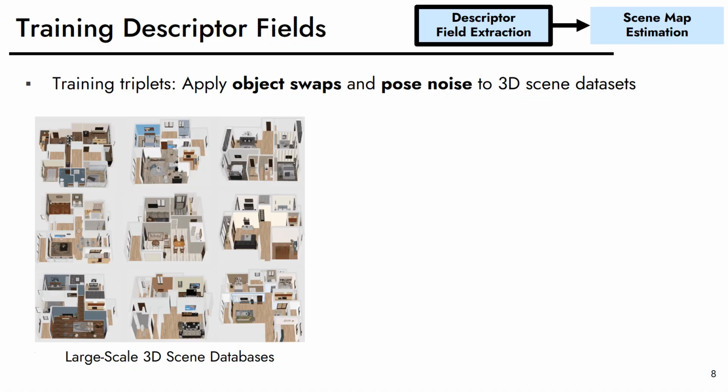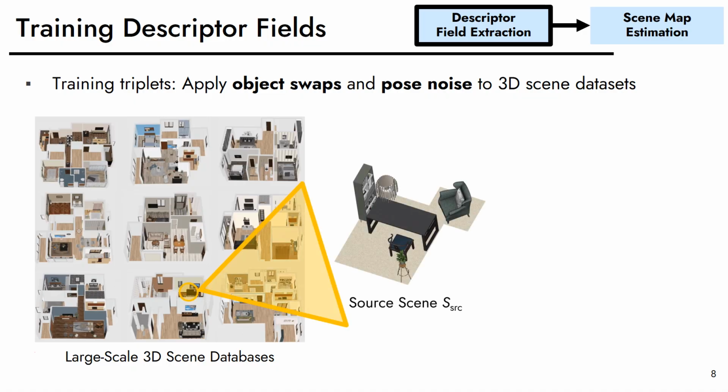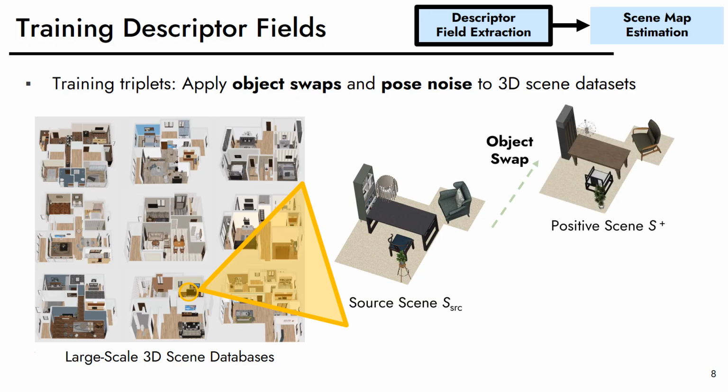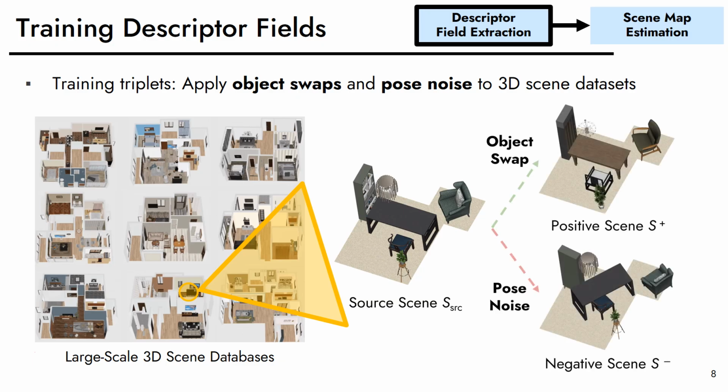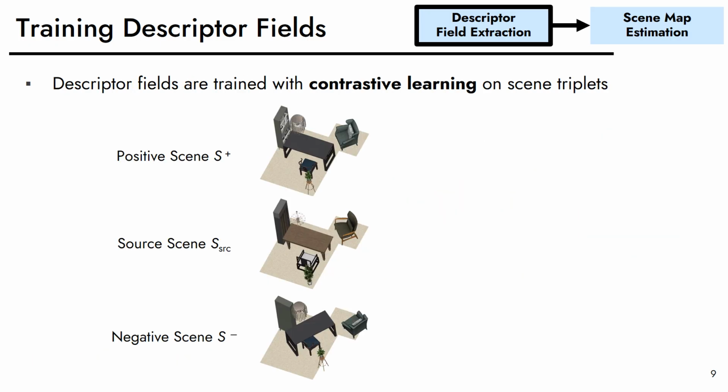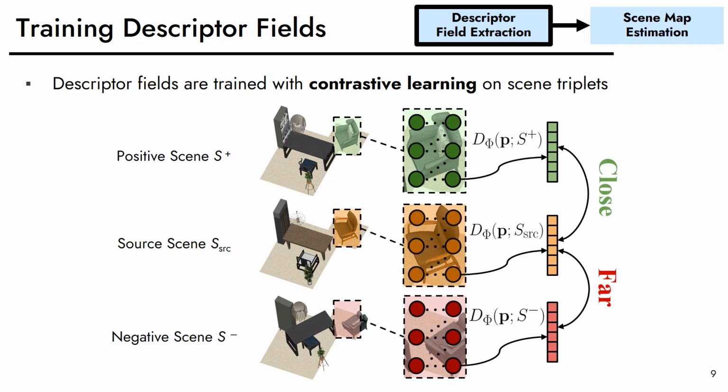To train descriptor fields, we apply contrastive learning. We use existing large 3D scene databases and create positive scene pairs via object swapping and negative scene pairs via adding pose noise to objects. Given the scene triplets, descriptor fields are trained through a standard contrastive learning process. Namely, we sample points near each object and enforce descriptor fields of positive pairs to be close while those of negative pairs to be far.